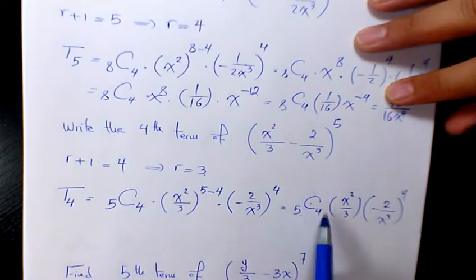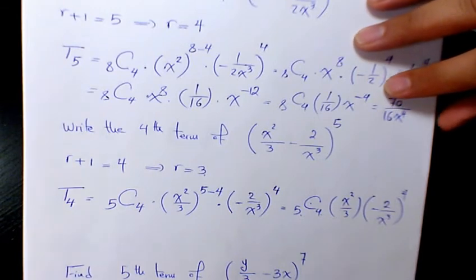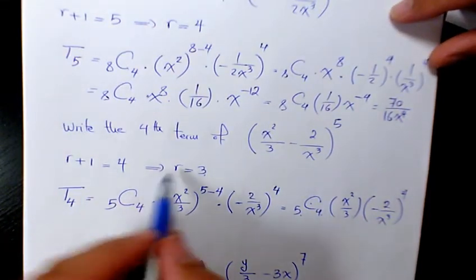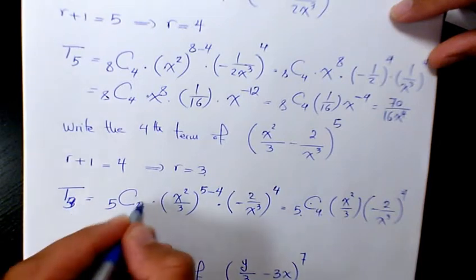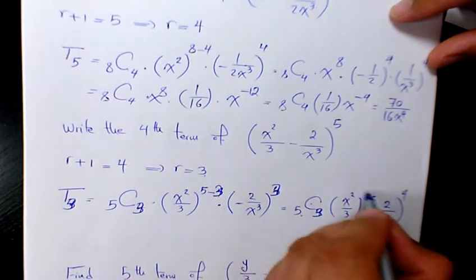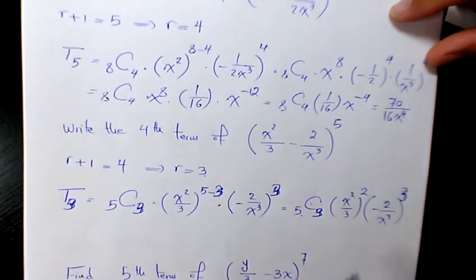Now 5C4, that's going to be 1, 2, 3, 4. I made a mistake here. It's supposed to be 3 because r is 3. So that's 3, and here is going to be 2 and 3. So if I want to check the fourth term on Pascal's triangle, that's going to be 1, 2, 3, 4. It's going to be 10. So 5C3 is going to be 10.